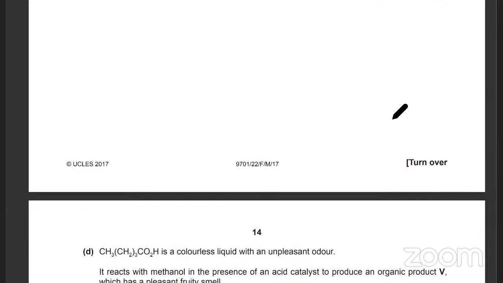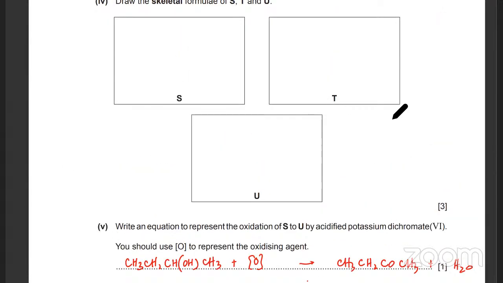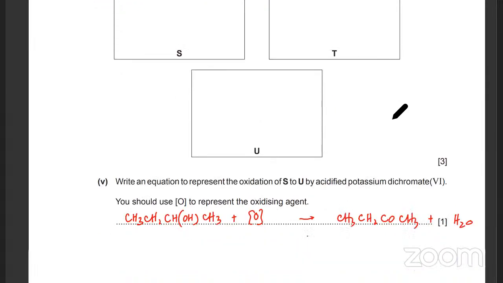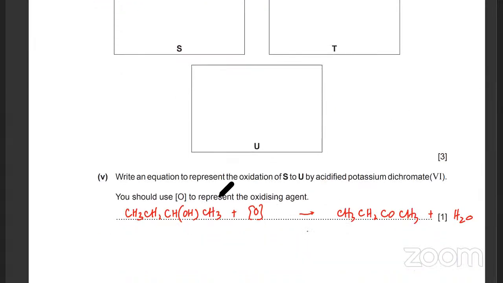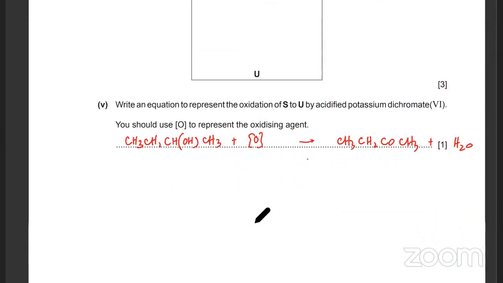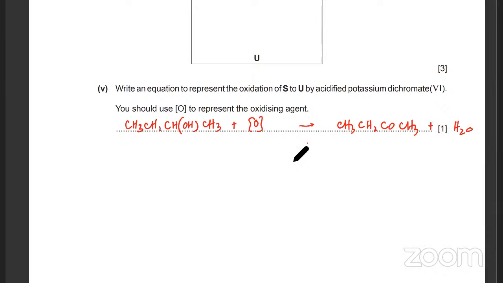Sir, can you write the O above the arrow, or should you write it as plus? You should use O to represent the oxidizing agent. So it should be included in the equation. Okay. I mean, you have to write a completely balanced equation.